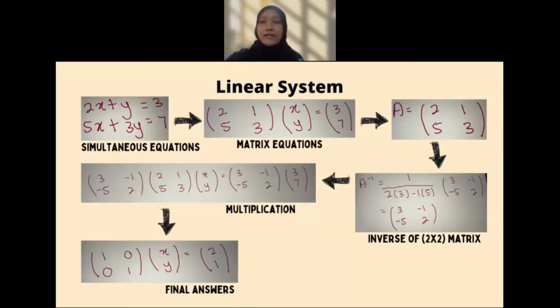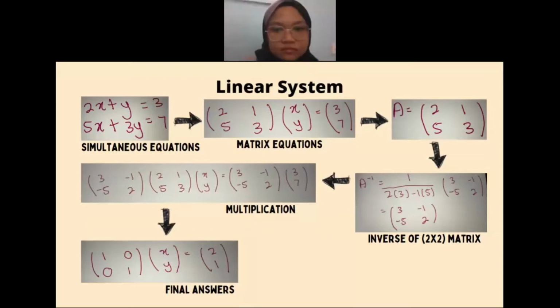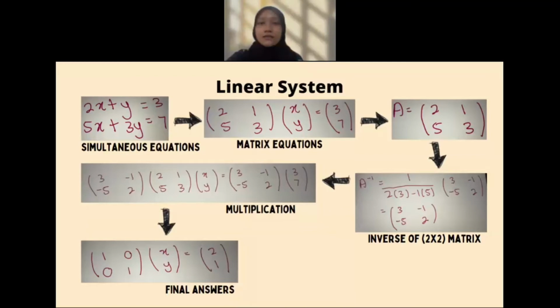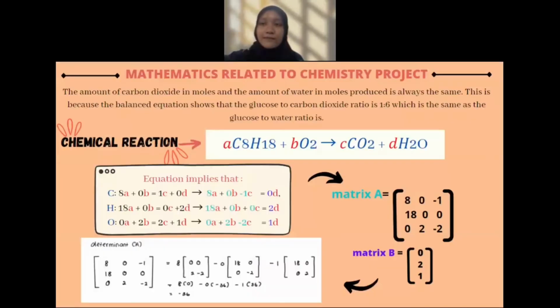For example, let A equal to 2, 1, 5, 3. And then we invert it into A inverse of the 2 by 2 matrix. And then we do the multiplication. We take the matrix equation and multiply by A inverse. So the final answer we can get is x equals 2 and y equals 1. So we can work out the inverse of the matrix of coefficients, so we can solve the simultaneous equations.